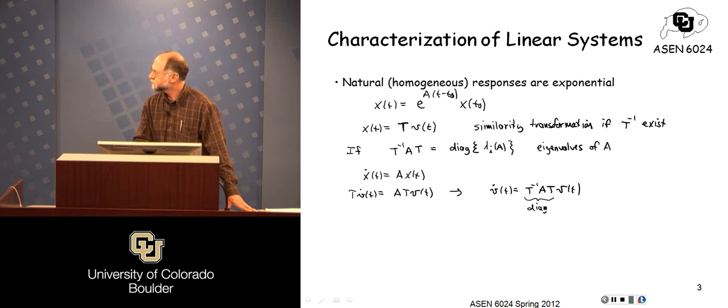Okay, so what has that done? Well, it's decoupled the states in the state space because now, v1 affects v1 dot, but v1 dot is not affected by any of the other v's because this is a diagonal matrix. Okay, so it's decoupled these states completely in the state space.